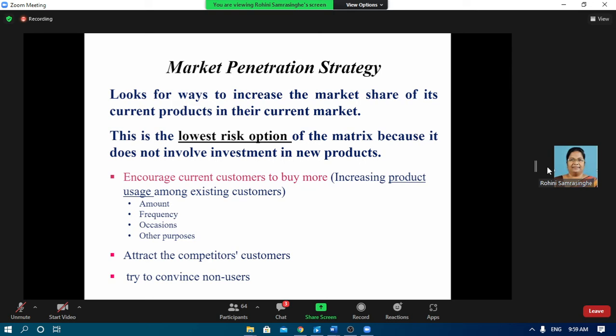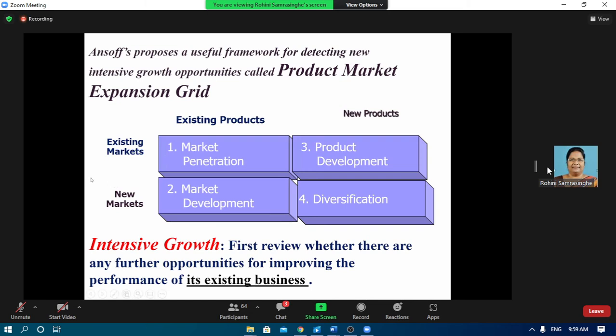So that means it is actually the lowest risk option of the matrix, one that does not involve investment in product. As you saw in the previous slide, right? So it costs nothing. Everything relates to the existing customers and the current product. So there is no extra cost to penetrate the markets, right?